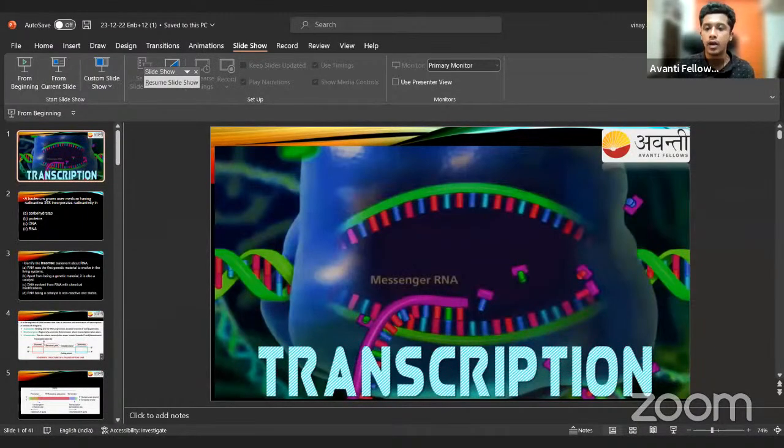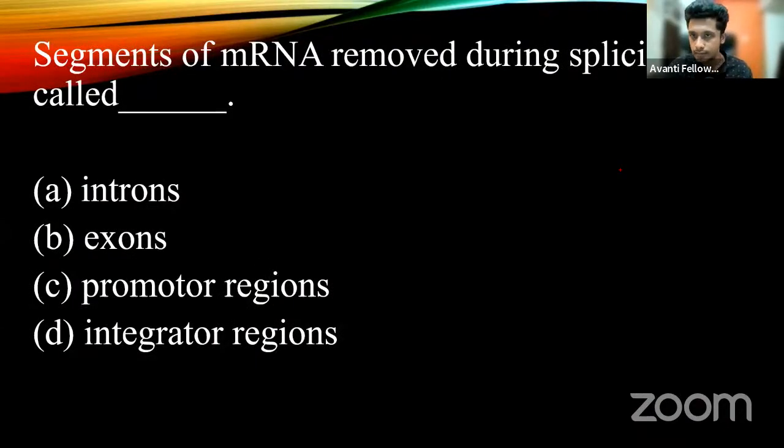Sorry. Yeah. So your answer is introns. Okay. So your answer is absolutely right. Introns are called, as I said, interrupting sequences, and splicing is a process of removing introns and joining the exons. Correct.